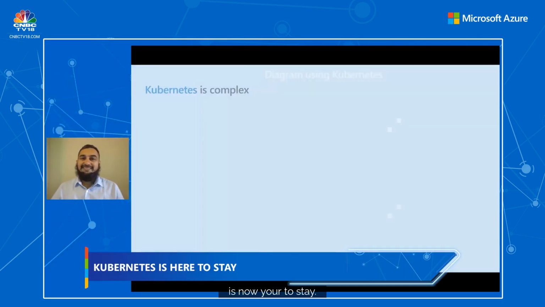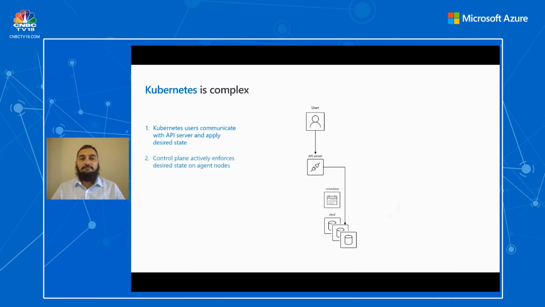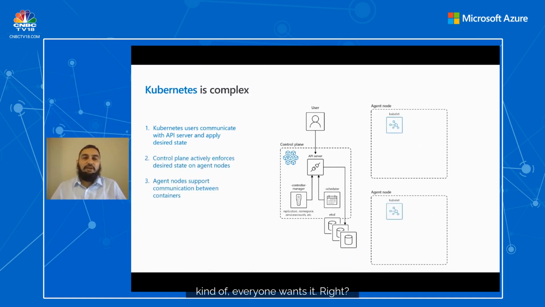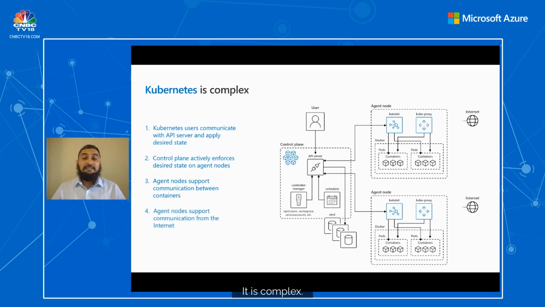Kubernetes is now here to stay. It's probably one of the most sought after platforms, and kind of everyone wants it, right? It's the new big thing. It definitely solves a number of problems, especially around agility, deploying at scale, and ensuring reliability and resiliency of your applications. However, it is complex. You do have a lot of things to take care of.